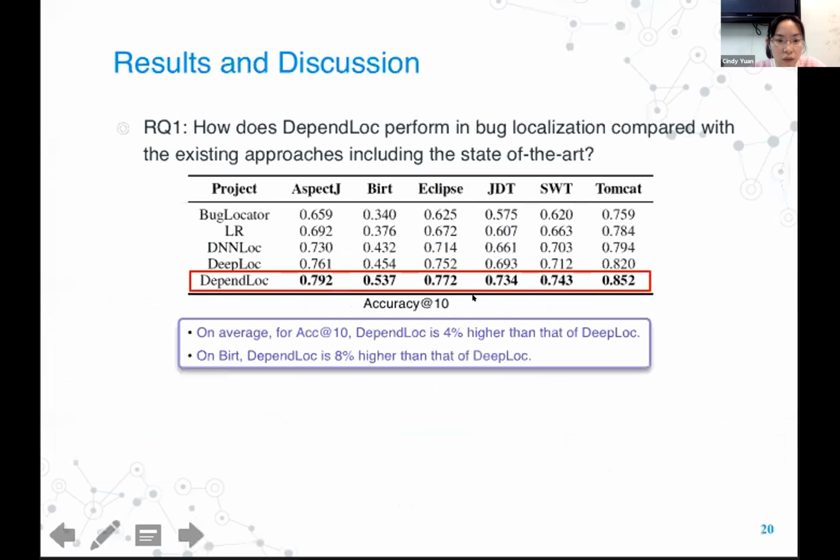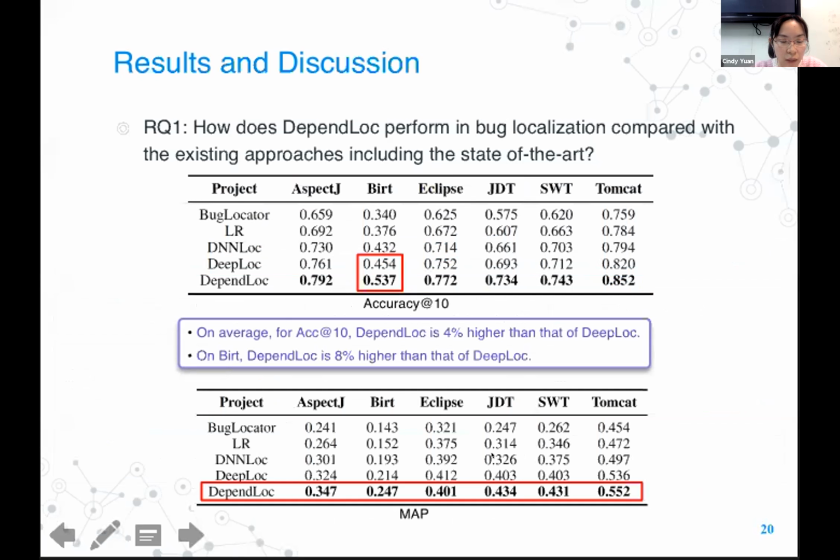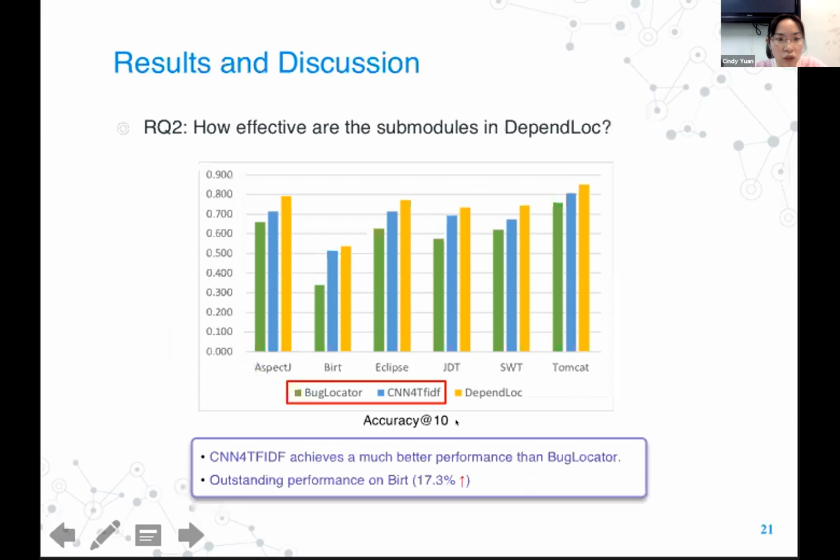To be more specific, we show the top 10 accuracy for each project. On average, for top 10 accuracy, DependLoc is 4% higher than DeepLoc, and especially on BERT, the top 10 accuracy is 8% higher than that of DeepLoc. And here is the MAP result. It's also clear that DependLoc performs best. The second question is, how effective are the submodules in DependLoc?